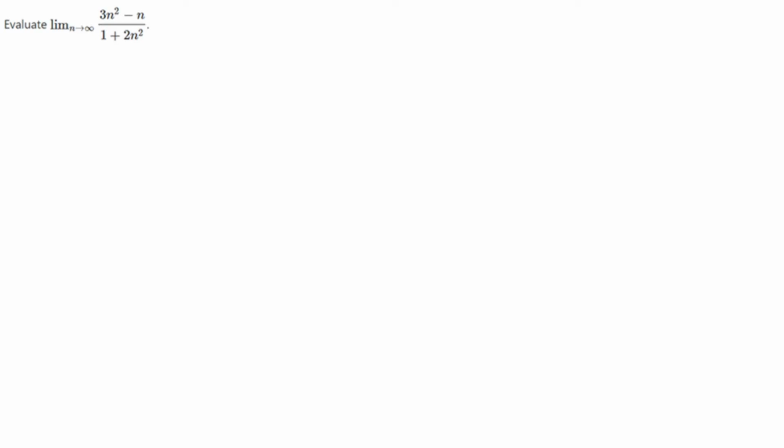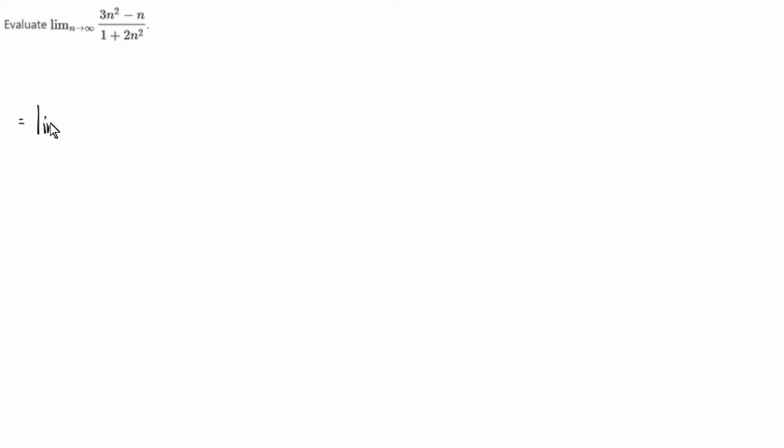Evaluate the limit as n tends to infinity of 3n squared minus n over 1 plus 2n squared. So we're going to evaluate this limit in two different ways, using two different techniques. The first one will be to divide the top and the bottom by the highest degree term, specifically the variable with the highest degree. So that's going to look as follows.